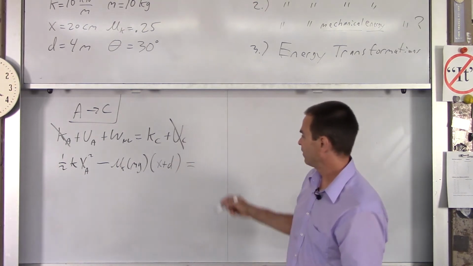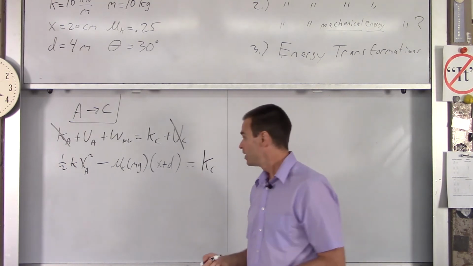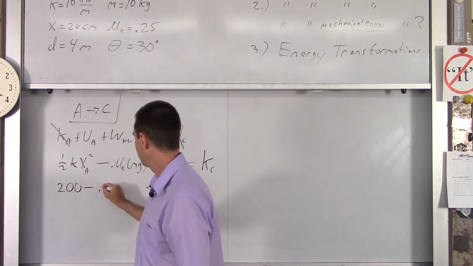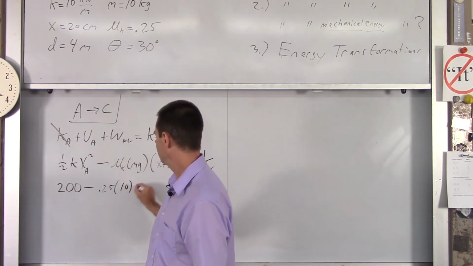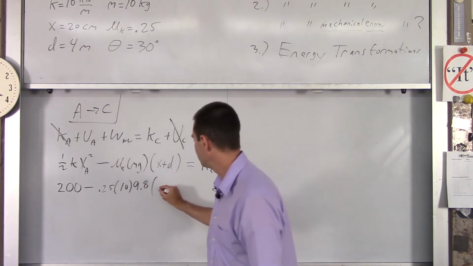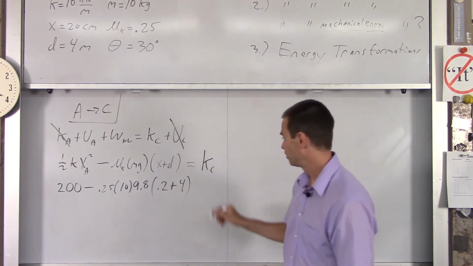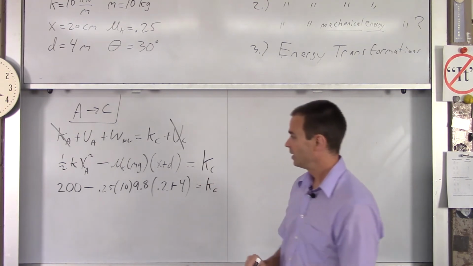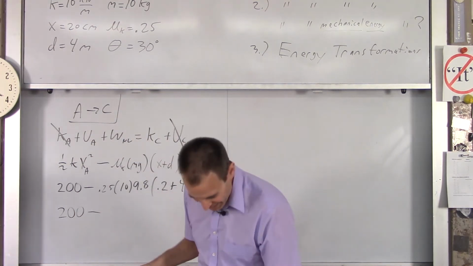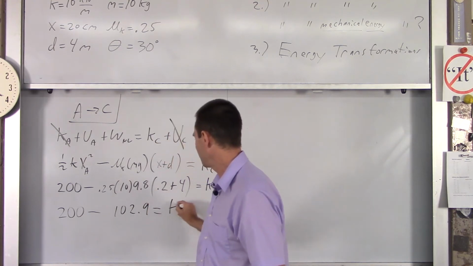At point C, we have kinetic energy. I'm just going to call that K sub C for now. We'll get a number for that, and then we'll find velocity in a moment. I already know this is 200, so I'm just going to put that in here. Minus mu sub k, which is 0.25, m is 10, g is 9.8, x is 0.2 meters, and then d is 4. So that's 4.2 total meters, and that equals K sub C. So you end up with 200 minus, when I plug all these into my calculator, I got 102.9 equals K sub C.